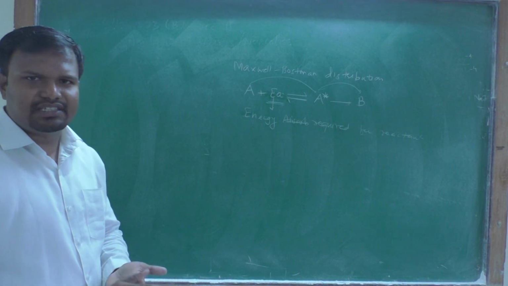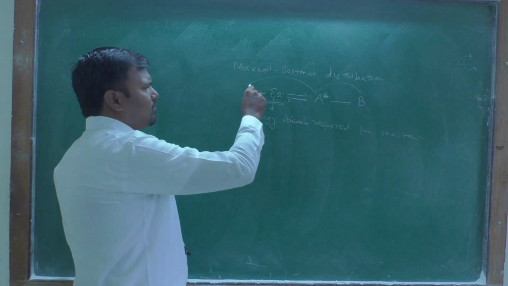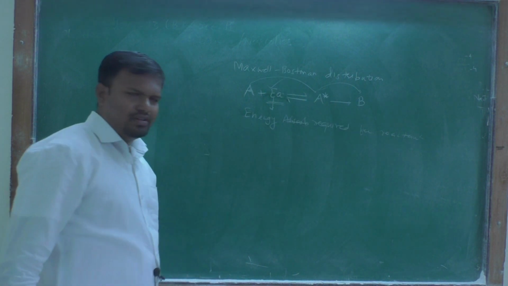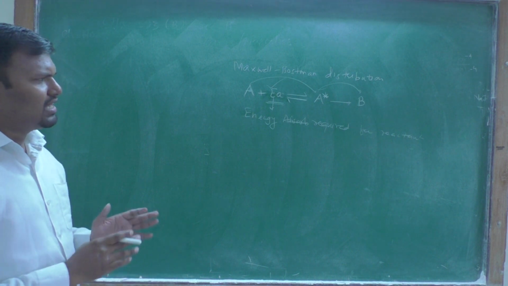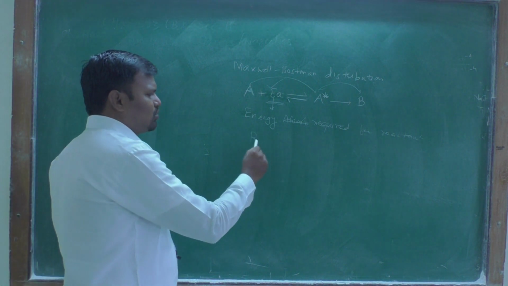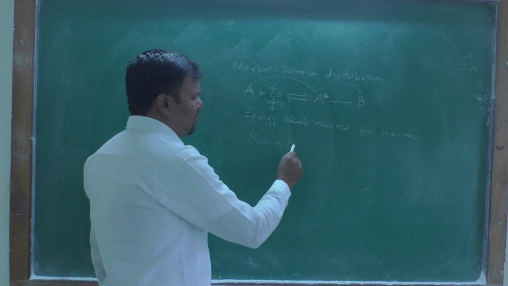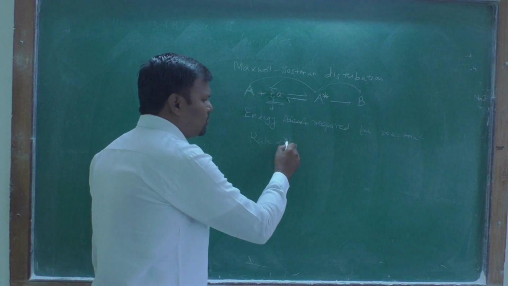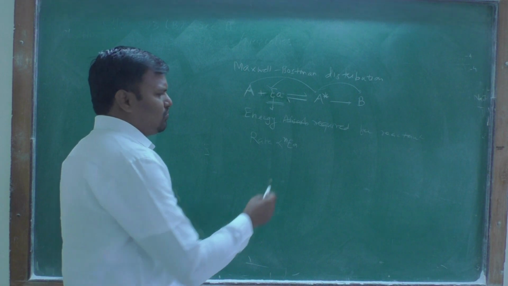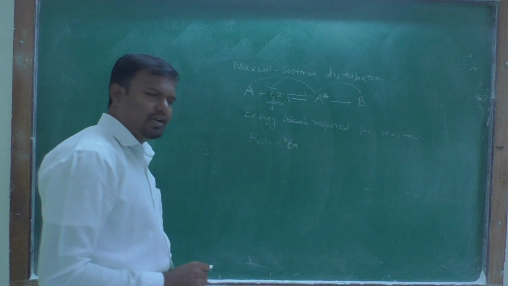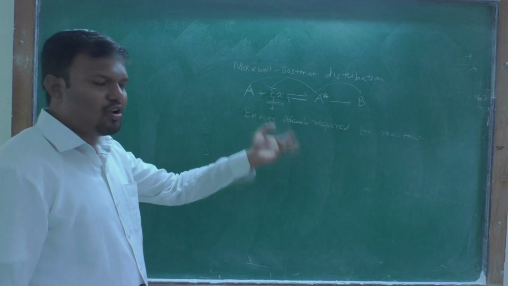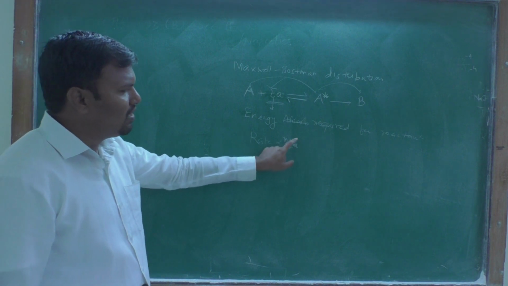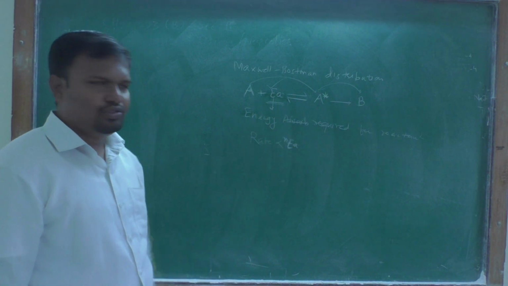In other words, we can say that your reaction rate also depends upon the energy of activation, or rather the number of molecules. N is the number of molecules which are activated. The rate is directly proportional to the number of molecules which achieve this state, that is the activated state. N means the number of activated molecules or reactant.